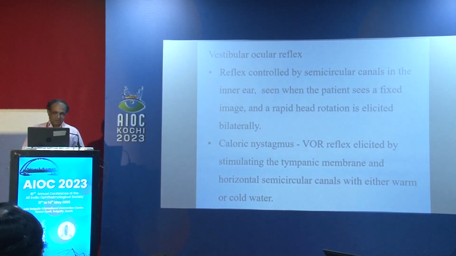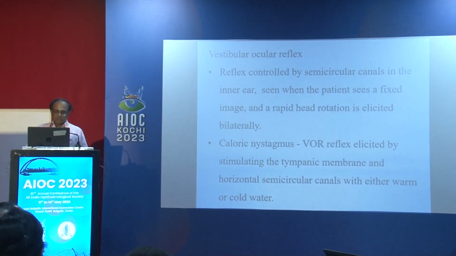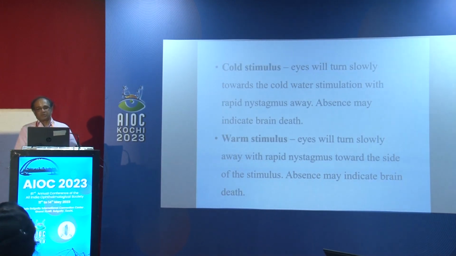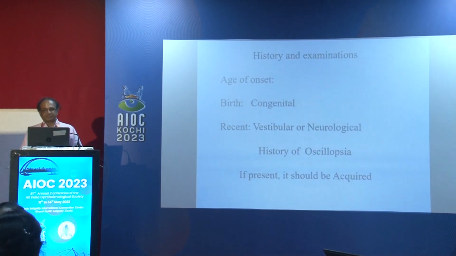So vertical vestibular ocular reflex, we all know, is because of the semicircular canals. If it is a horizontal canal, you will get a type of nystagmus, caloric nystagmus, which we call. And if the caloric stimulus is given in both the eyes, it will be an upward nystagmus, because the vertical semicircular canals are also affected by it.